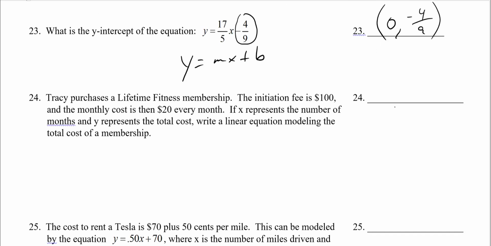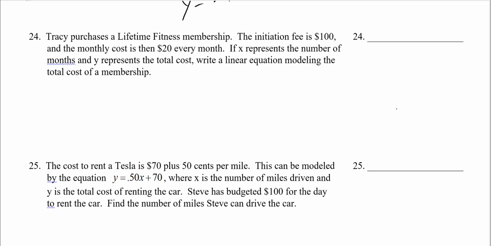Okay? All right, Tracy purchased a lifetime fitness membership. The initiation fee is $100, and the monthly cost is $20 every month. If x represents the number of months and y represents the total cost, write a linear equation modeling the total cost of membership.